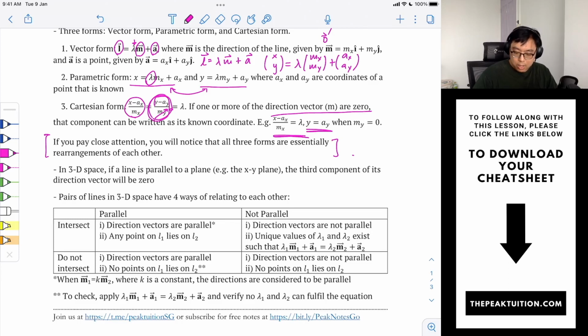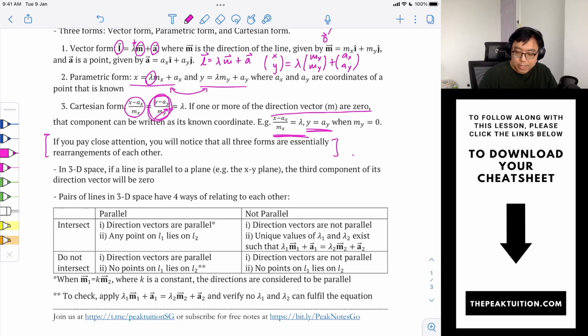Try and convert lines from one form to another, and see if you're able to do that. Okay, so if a line is parallel to a plane in 3D space, like an axis plane, this is an axis plane, not any general plane, for example the XY plane, or the YZ plane, or the XZ plane, there are only 3 possible axis planes, then when it's parallel to a plane, the third component of this direction will be 0.